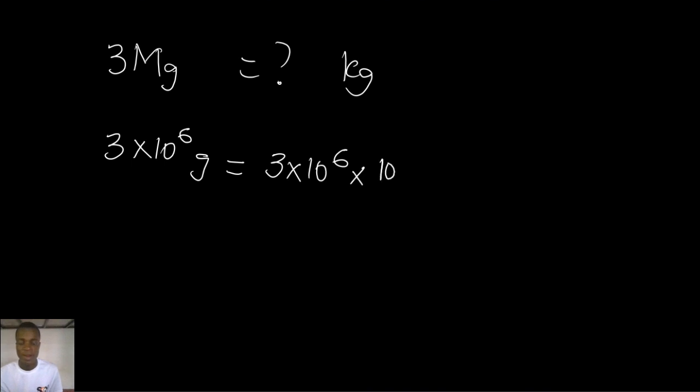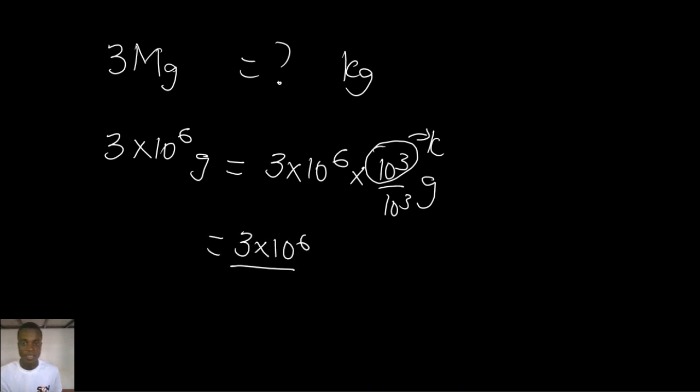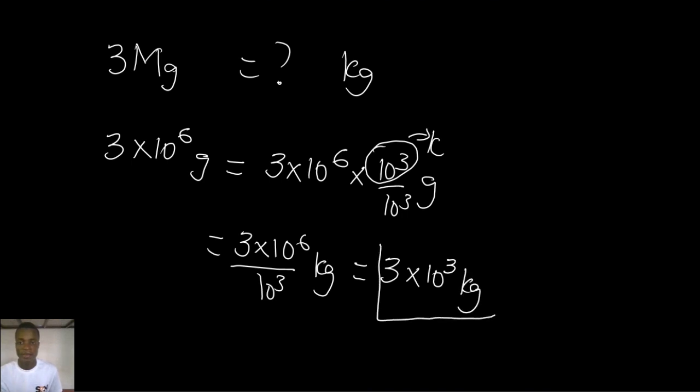Kilo is 10 to the power 3, so over 10 to the power 3 grams, but the numerator will change to k. So we have 3 times 10 to the power 6 over 10 to the power 3 kilograms. So if you change that, 10 to the power 6 minus 3 is going to give you 3 kilograms. So this is the final conversion that we got.